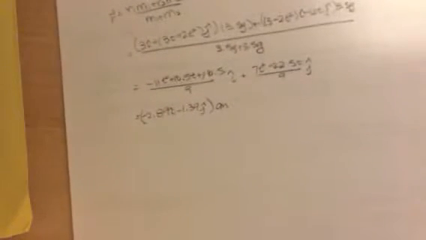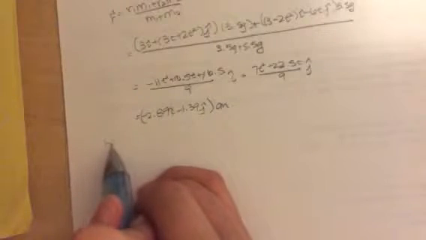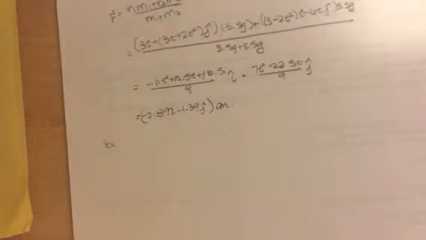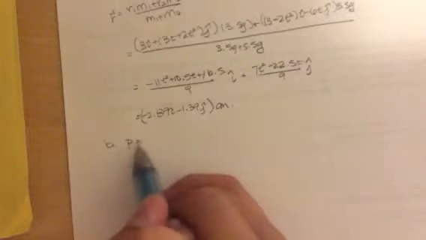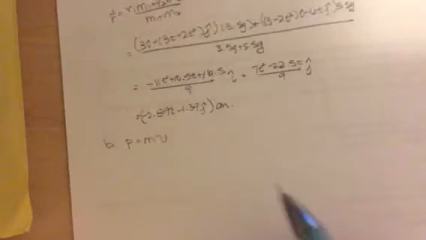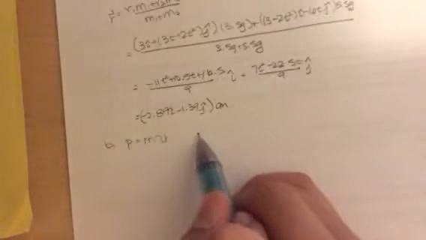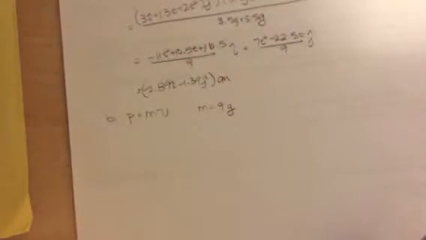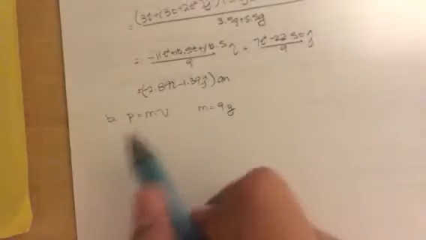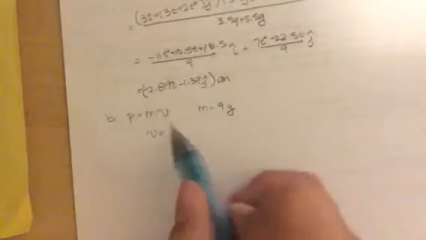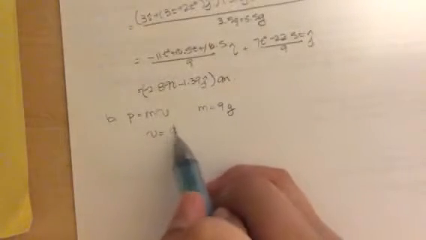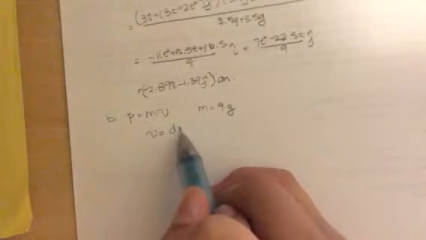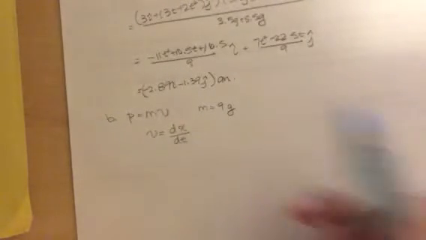Okay, part B. Part B asks for the linear momentum. Momentum is equal to mass times velocity. You know the mass because it's the mass of the system, and there are two particles in the system, which means mass is equal to 9 grams. But velocity, it's not as apparently stated, but velocity is equal to the derivative of the position relative to time.